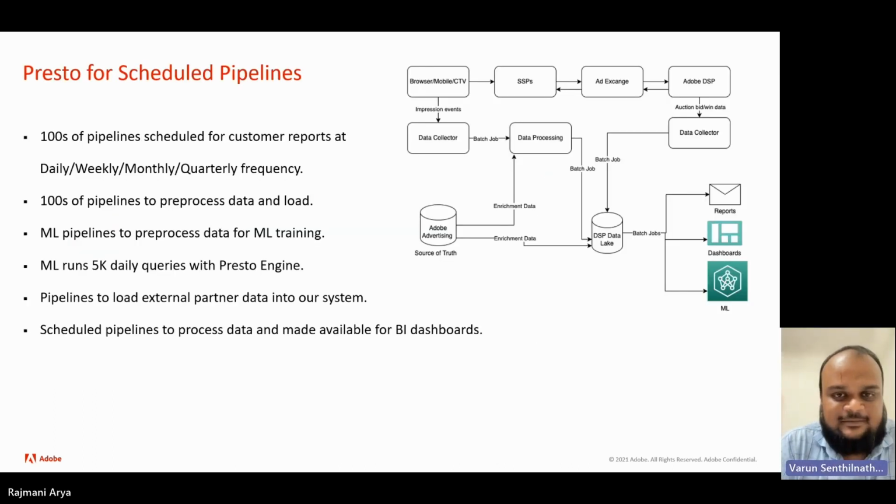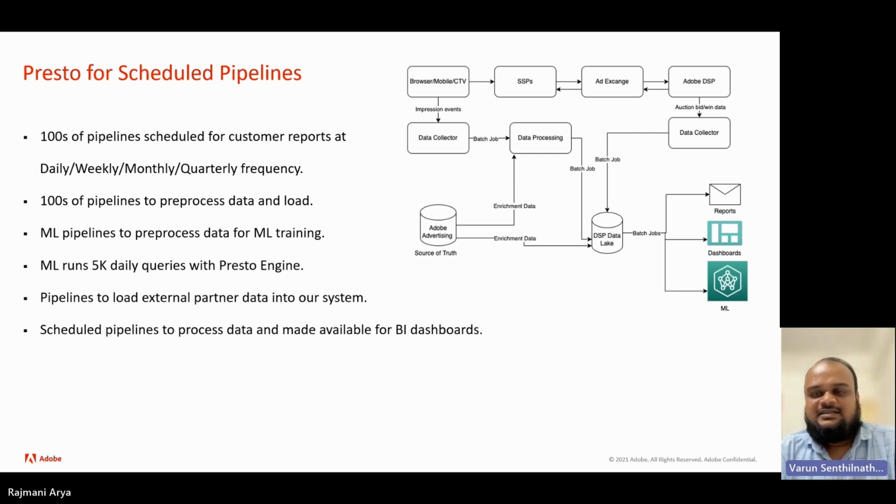Thanks, Arya. Before we get into the schedule pipelines, we'll have a brief look at the architecture of the flow of data into our platform. Like the demand side platform, ad tech also involves the supply side platform and the ad exchange, which connects the supply side platform and the demand side platform.